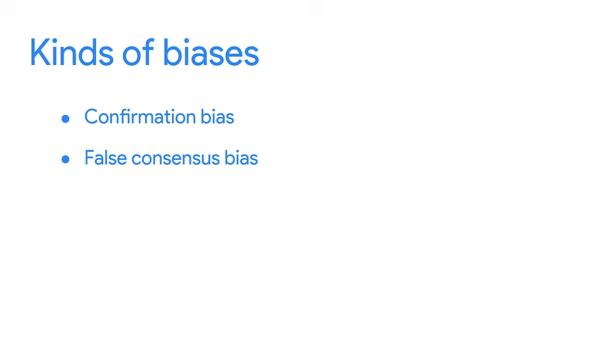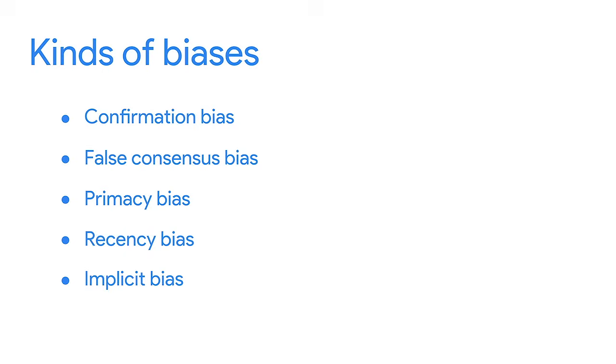Now that you know the basics of user research, let's explore how bias can get in the way. In this video, we're going to discuss how bias specifically affects design work. We'll examine 6 kinds of biases: confirmation bias, false consensus bias, primacy bias, recency bias, implicit bias, and the sunk cost fallacy. To begin, let's define the word bias.